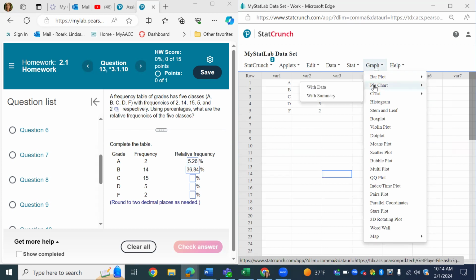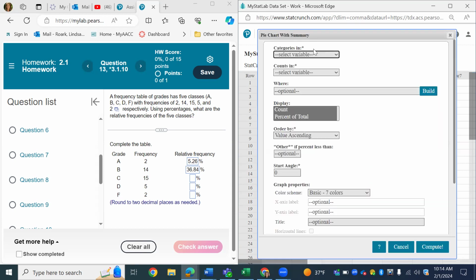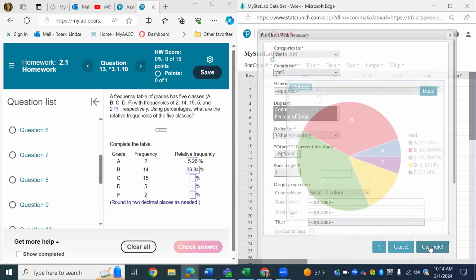The other option is a pie chart. So again, I'm going to go to graph, I'm going to go to pie chart, and then I'm going to click with summary, same vibes, where category in is the first column, and then the count is the frequency column. So I'm going to put variable 1 and then variable 2, and then it says display count and percent of total. I'm just going to leave that selected.